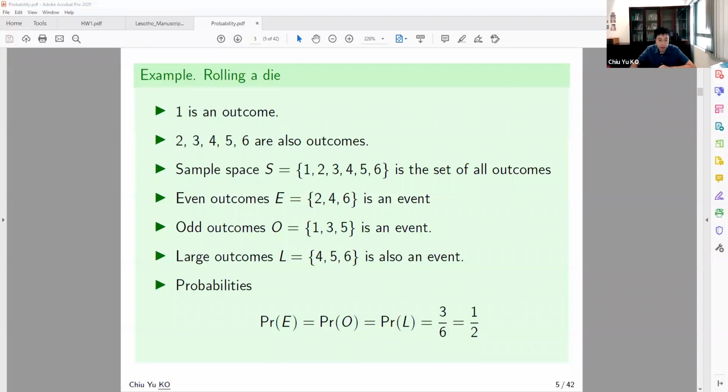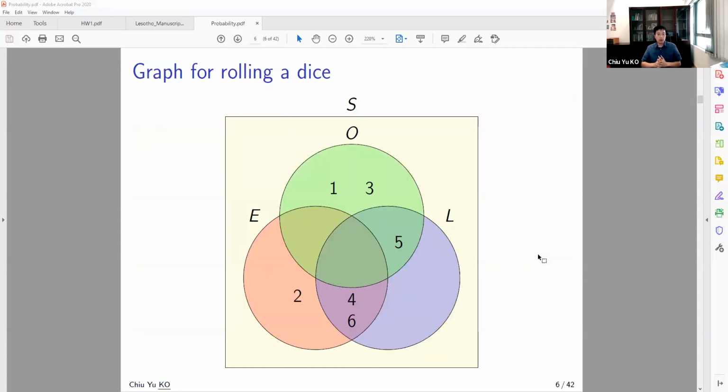Good. Then we go to the next slide. Very often we would write things in a Venn diagram. The sample space is the outer square, which gives you S. The sample space contains all 6 outcomes: 1, 2, 3, 4, 5, 6. Then you can see they are put in different areas. You can see 3 different circles. The green circle O consists of 1, 3, and 5. The circle E, the even, has 2, 4, and 6. The large has 4, 5, 6.